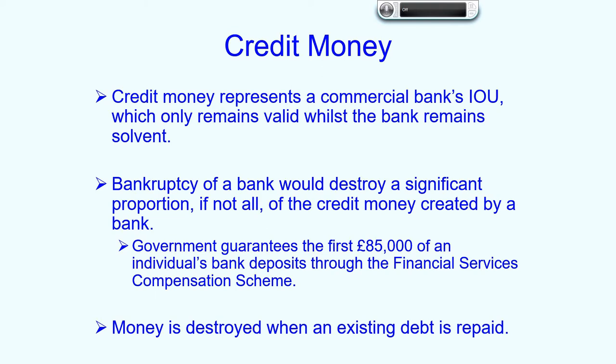And so the government guarantees the first £85,000 of an individual's bank deposits in a bank account through the Financial Services Compensation Scheme. So we can say that the first £85,000 in a person's bank account is money, because it is guaranteed by the government. However, any money saved that the deposit has above £85,000 is dependent on the bank remaining solvent.